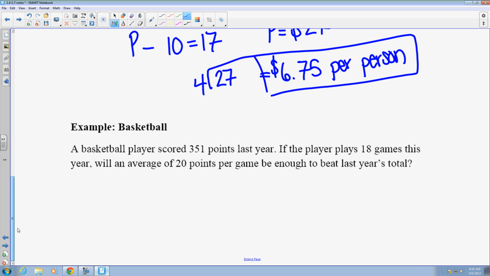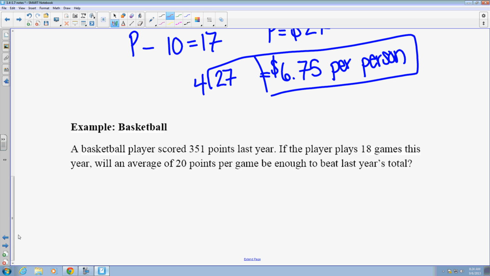Okay, last one. A basketball player scored 351 points last year. If the player plays 18 games this year, will an average of 20 points per game be enough to beat last year's total? So we need to set up a verbal phrase first. Some of you can do this in your head, which is great, but I always feel like when we have word problems, setting up that verbal phrase helps us get used to those harder problems that we can't do in our head. So we're trying to figure out how much we scored this year, and we're trying to make it more than our last year.